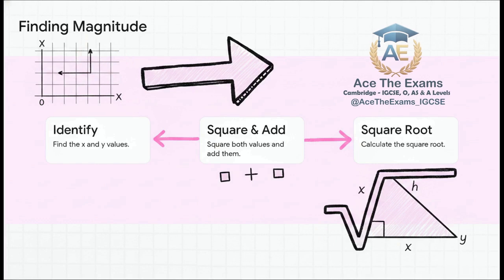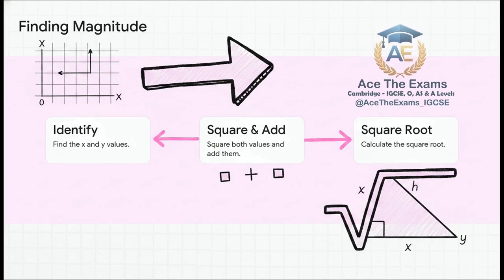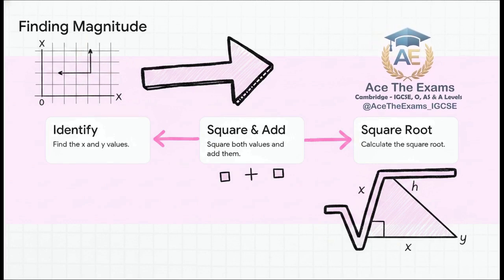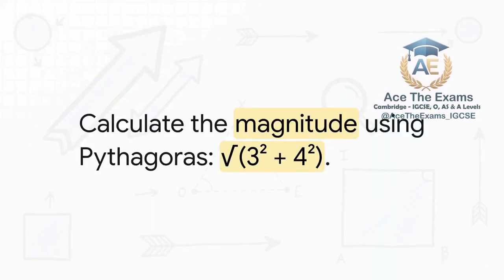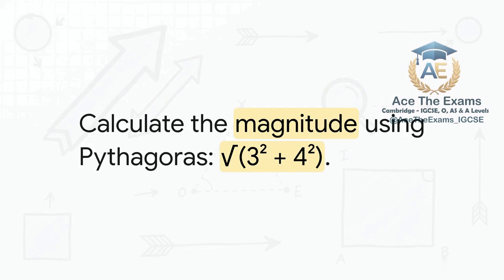Because the x movement is perfectly horizontal and the y movement is perfectly vertical, they form a right-angled triangle. Your vector arrow is literally just the hypotenuse. Let's move to a quick example and see how this builds.